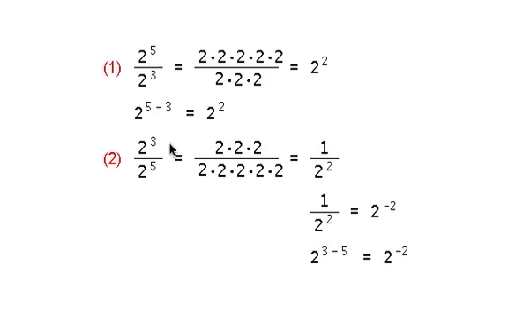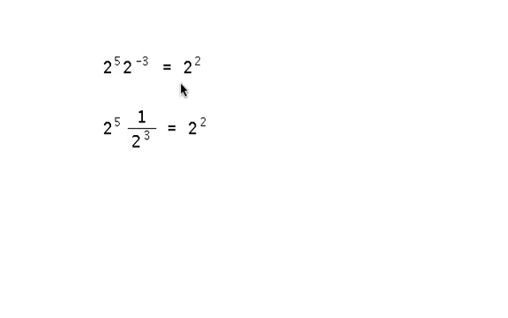But the subtraction rule still works. 3 minus 5 is a negative 2. And for exponents and bases on the same line, the addition rule still applies. 5 plus a negative 3 is a 2. Because these 3's by definition are in the denominator, so they're canceling out 3 of the 5. But as always, if you're not sure what the shorthand notation means, go back to the basic definitions.